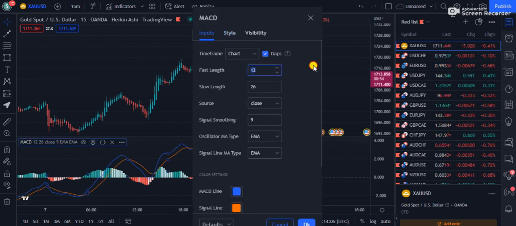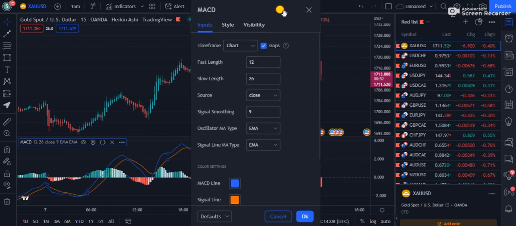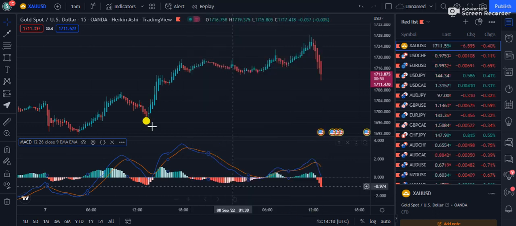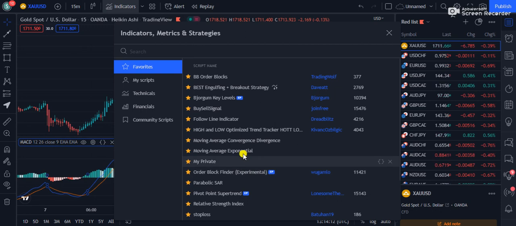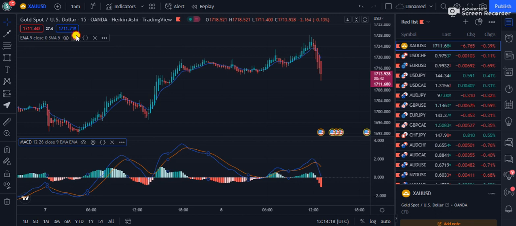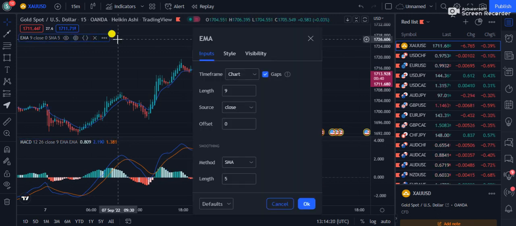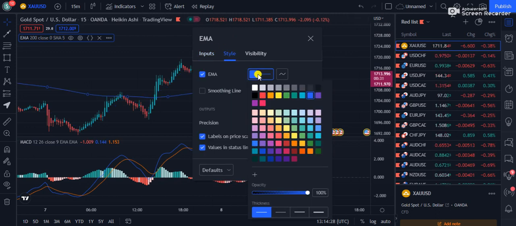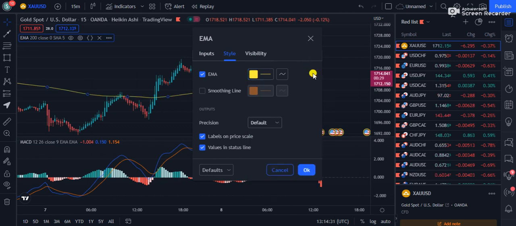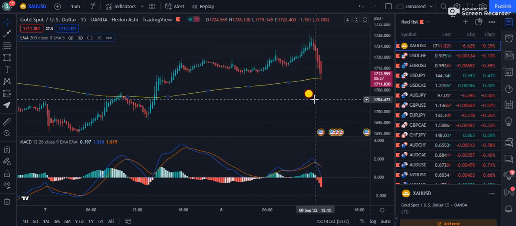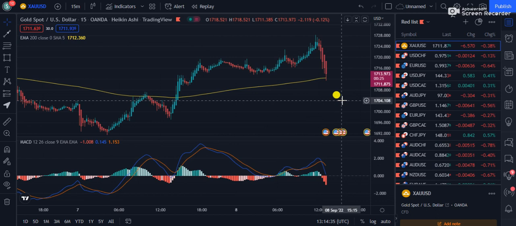Do not change the settings of this MACD indicator, right? We will use the default settings. And the third indicator that I will be using is the exponential moving average, and that is a simple one as well. If I go to the settings of the exponential moving average, I'm going to change the length to 200, go into the style section and give it a yellow color, and then press OK. Now my setup is completely ready to trade.